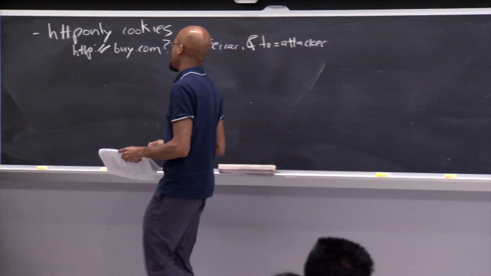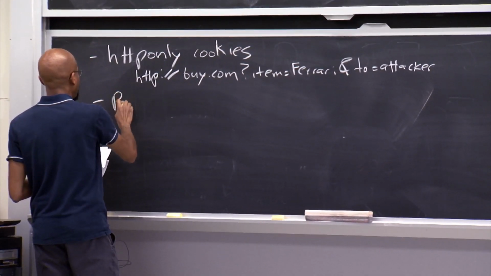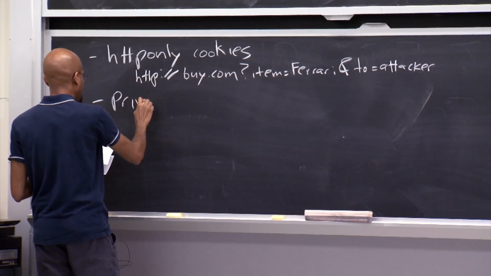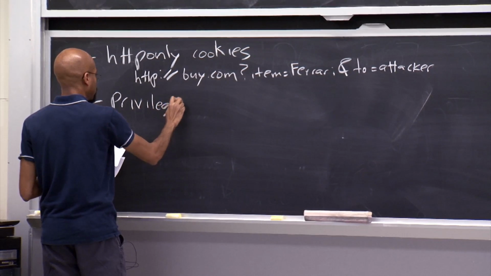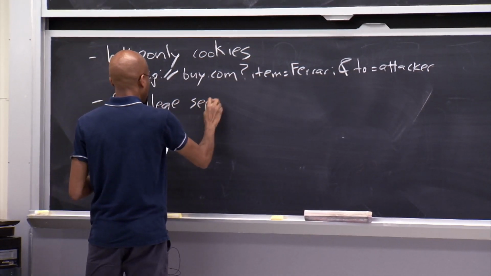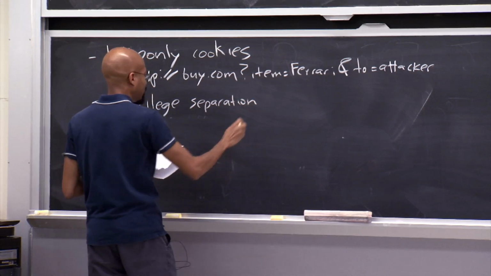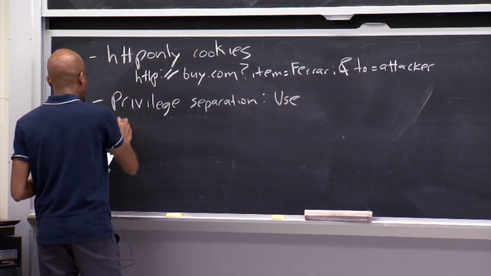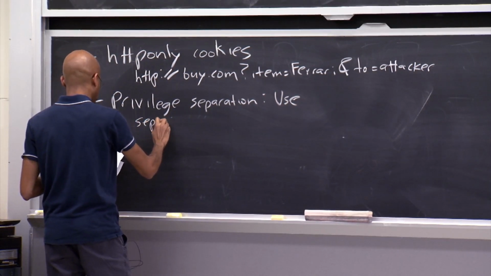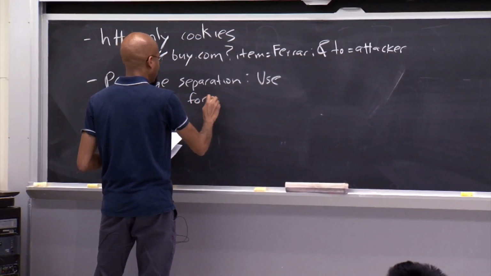Another thing you can try to do to prevent these cross-site scripting attacks is privilege separation. The idea here is basically that you want to use a separate domain for all the content that is untrusted.